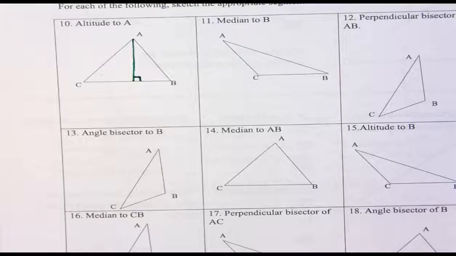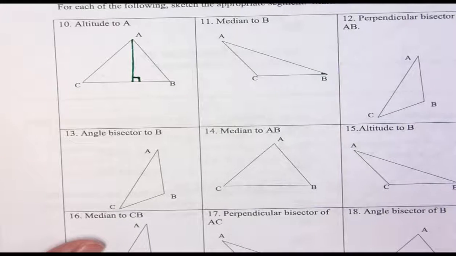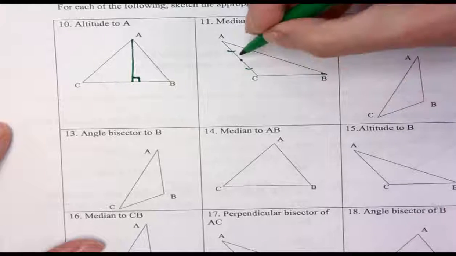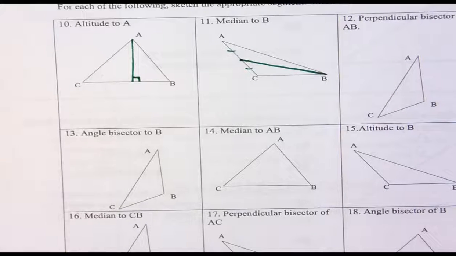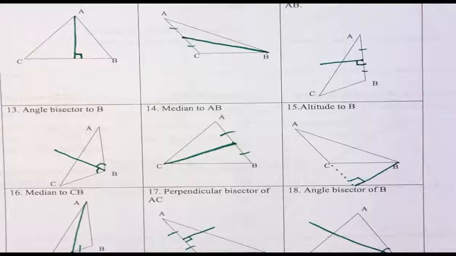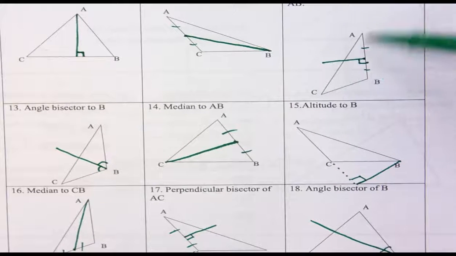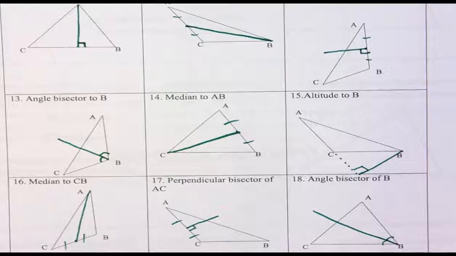Alright, next one says median to B. So if I need my point to hit B, what side is my median going to be on? So I just find the approximate middle of that, because we're just sketching, and draw my median. Okay, so we're going to take a couple minutes, finish that up with your group. So when it said perpendicular to a line, that just means you find the line. Go.